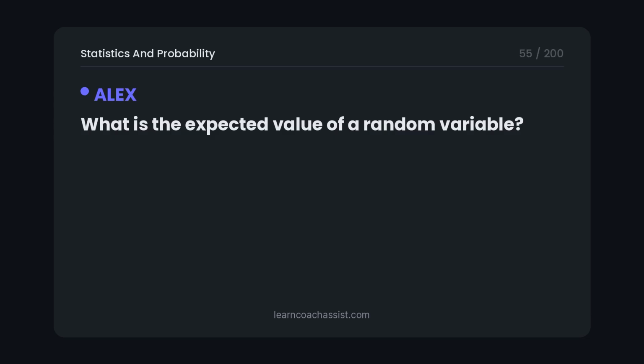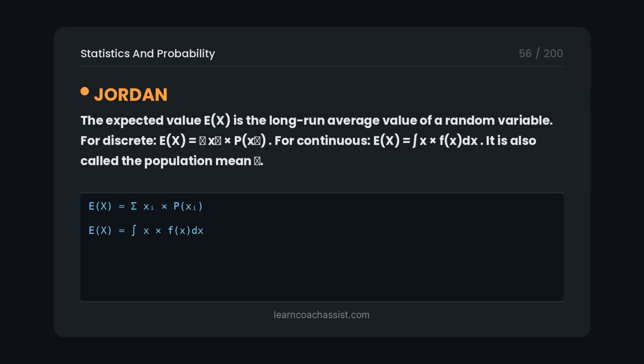What is the expected value of a random variable? The expected value E(X) is the long-run average value of a random variable. For discrete, E(X) equals the sum of x times P(x). For continuous, E(X) equals the integral of x times f(x) dx. It is also called the population mean mu.